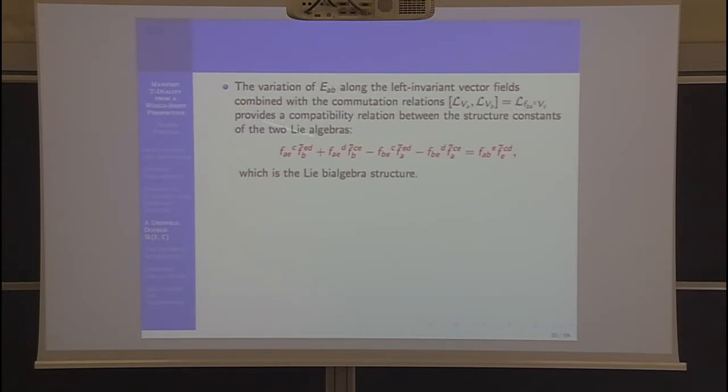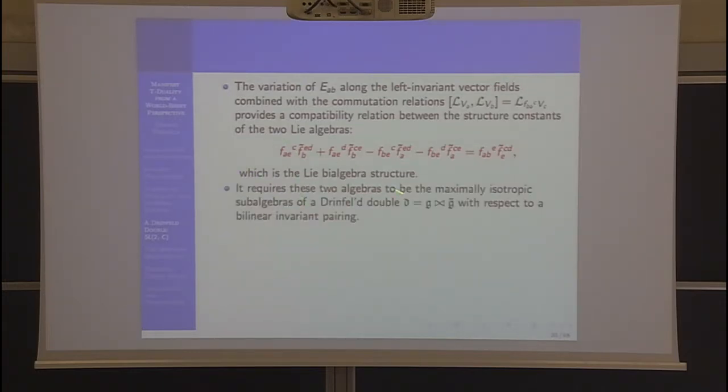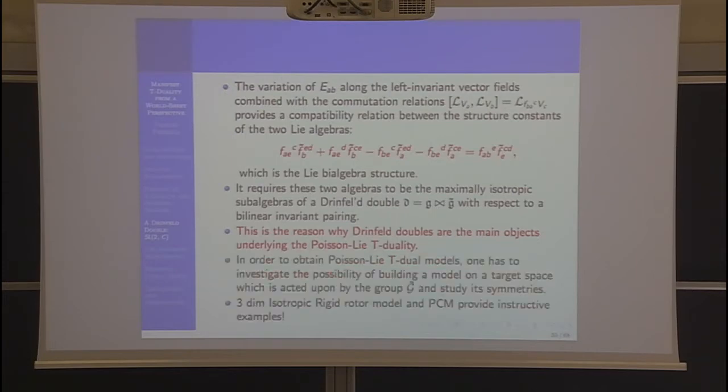Now, the variation of E, that is G plus B, along left invariant vector fields, when combined with this commutation relation, provides a compatibility relation between the structure constants of the two Lie algebras, and actually this characterizes a Lie bialgebra structure. It requires then that these two algebras be maximally isotropic subalgebras of a Drinfeld double. And so this is the reason why Drinfeld doubles are the main objects underlying the Poisson-Lie duality.